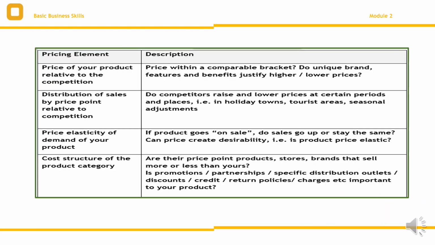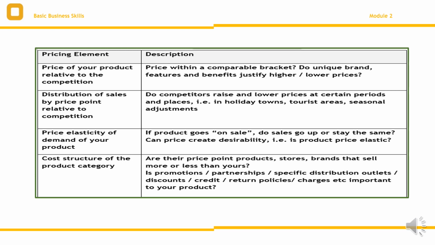When you are setting the price of your product or your service, you also need to look at what we call your competitor pricing. So you need to consider various pricing elements that relate to your competitors. Firstly, you must look at the price of your product relative to your competition. So you must compare your price towards other similar products that are offered by your competitors.